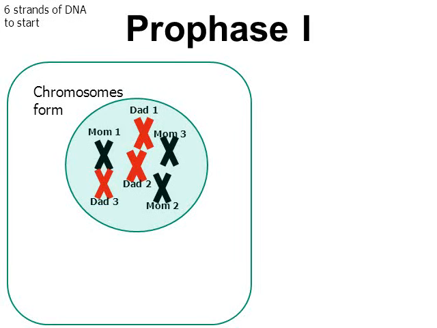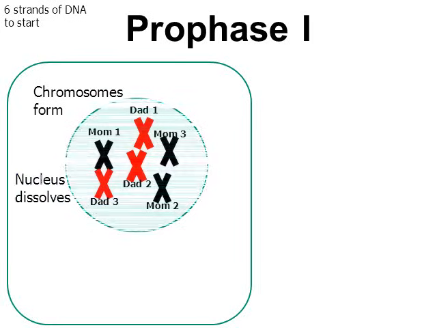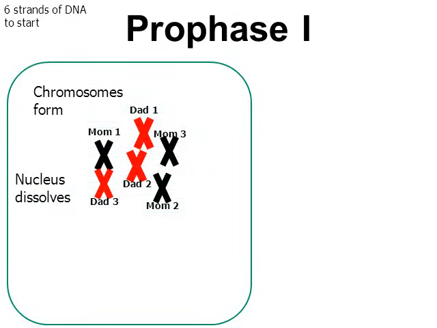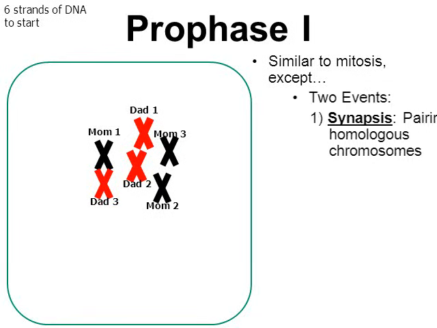Another thing that happens in prophase number 1 is the nucleus is going to dissolve. So these two things that I just mentioned, the chromosomes forming and the nucleus dissolving, happened in prophase of mitosis as well. So prophase of mitosis and prophase number 1 of meiosis are shaping up to be pretty similar so far. However, a couple of important events also occur in prophase number 1 of meiosis. Let's talk about those now.